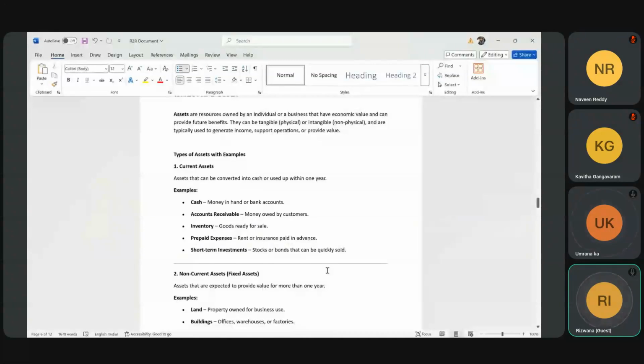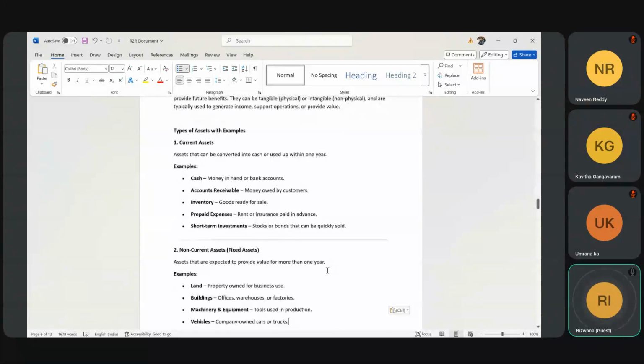In short, a current asset can be easily converted to cash, or we can use it within a year. These are the examples: cash, accounts receivable, inventory, prepaid expenses, and short term investments. Any doubt? Am I good to go? Yes, ma'am. I'll be sharing this with you all today without fail, okay?